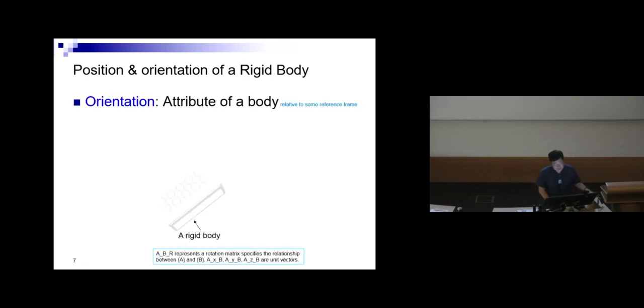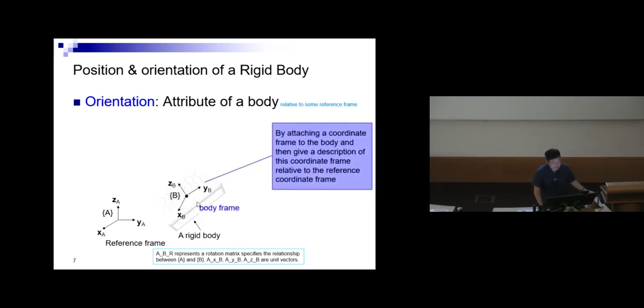As for the attribute of a body, it also has to refer to some reference frame. So this is a rigid body, and the rigid body has to make reference to a frame. Same thing, we have the frame A over here, and then we attach a frame on the body. In this case, we attach a frame B on the body to represent the orientation of this body. By attaching this coordinate frame B to the body, we give a description of this coordinate frame relative to the reference coordinate frame.